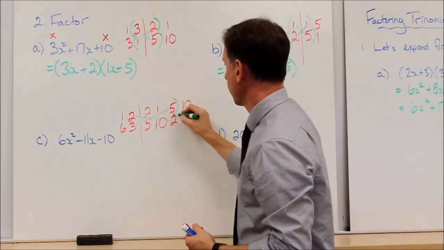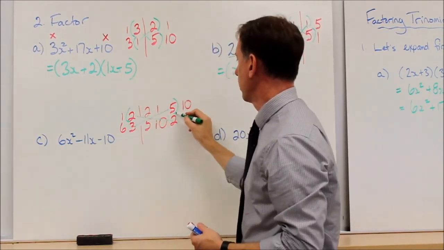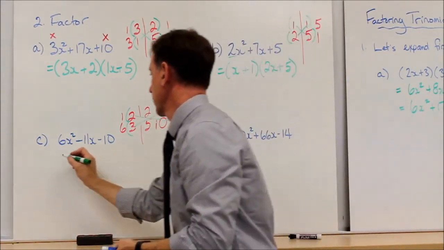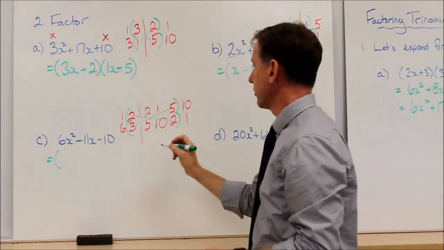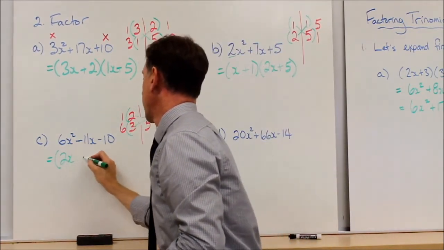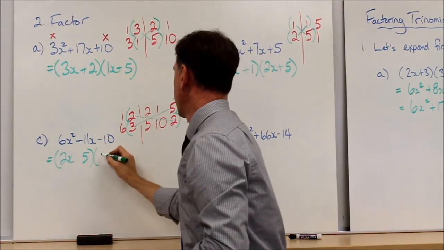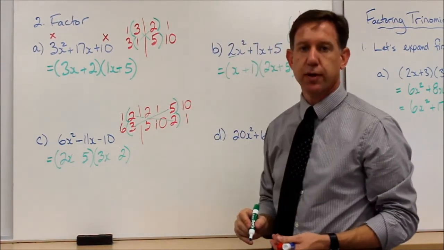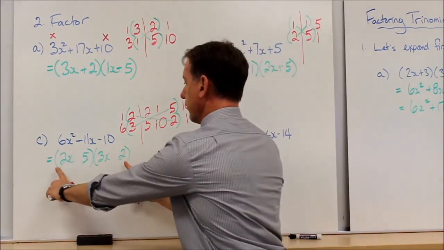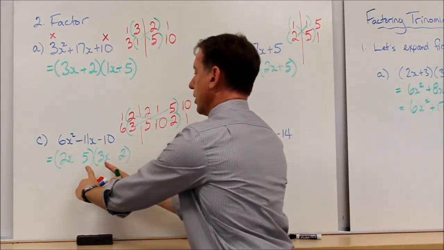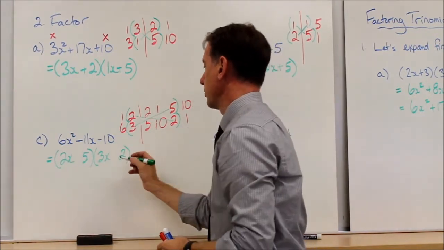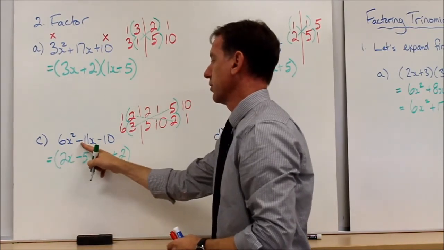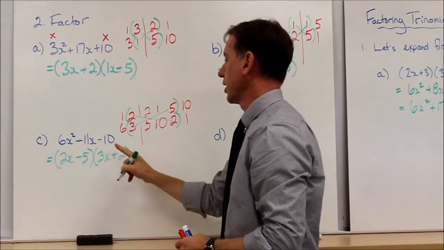So if I could just put a bracket around here, and here, and here, and write them out exactly the way you see them. So 2x and 5, and 3x and 2. And signs you can figure out for yourself. We've got 4x on the outside, 15x on the inside, so that should be positive 4x, minus 15x is negative 11x in the middle, and minus 5 times positive 2 is negative 10, and we're done.